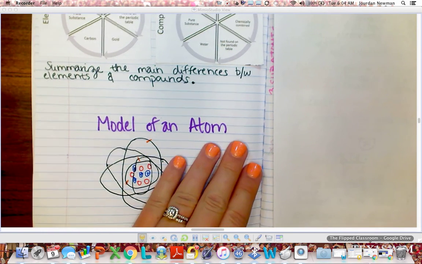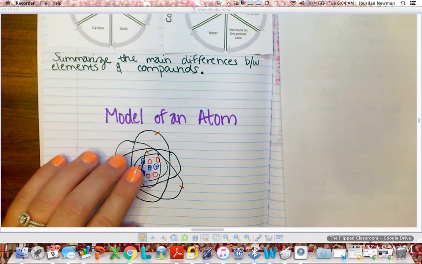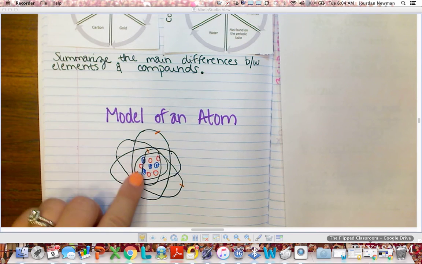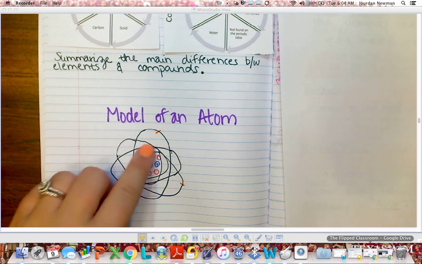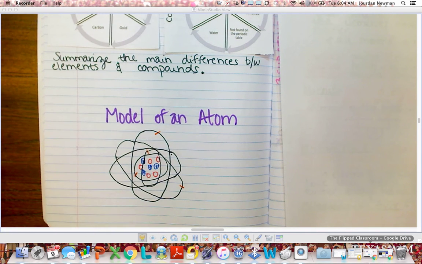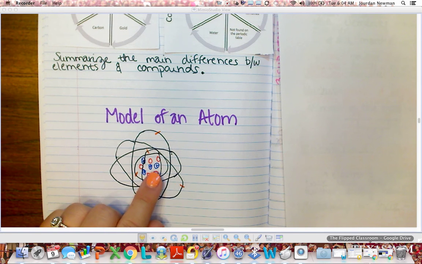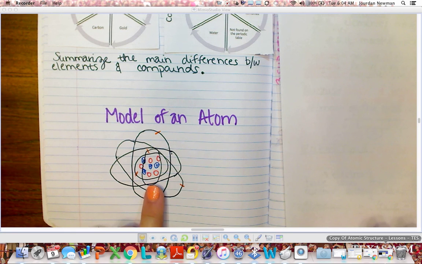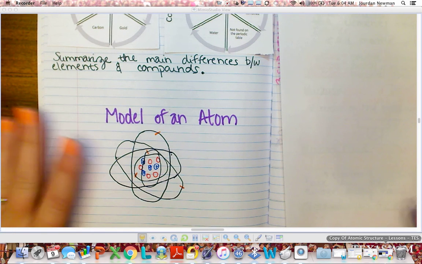So before we get started, you need to draw yourself a model of an atom. Now, mine is a little messed up. We shouldn't have one of these orbitals going through the nucleus, okay? And I'll explain that a little bit more in just a second. So go ahead and draw yourself a model. Quick pause if you need to.